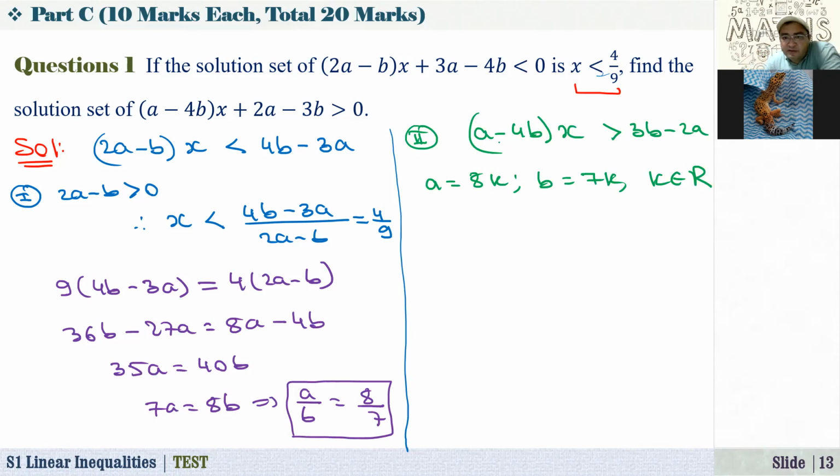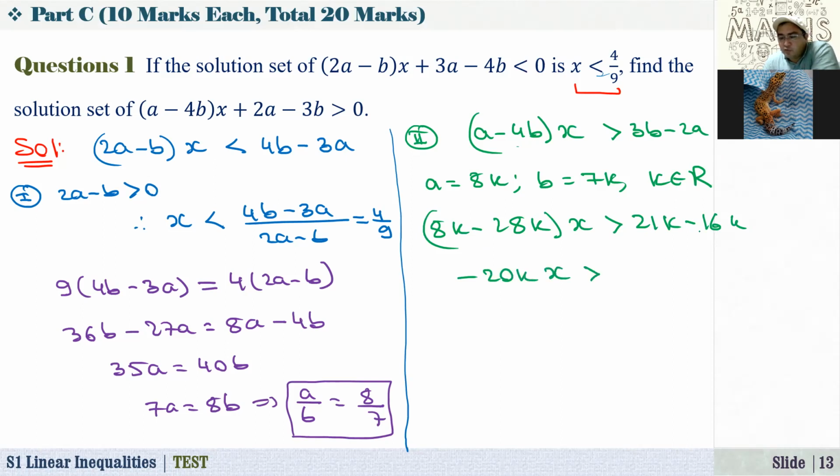But now if you substitute there, what is A? That is 8K minus 4 times B, 28K. And here we have X is greater than 3 times B. That is 3 times B, it is 21K. And 2 times A, that is minus 16K. If you simplify, here we have minus 20K.